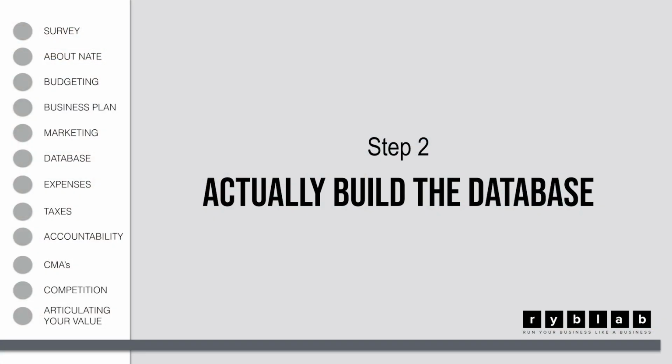So step 2 is we want to start to actually build the database, and there's a number of ways to do that if we don't already have one. The best thing to do is to just go through our phone and do an export of the names that you have in there. And if you don't know how to do that, you can just Google it and you should be able to figure it out.